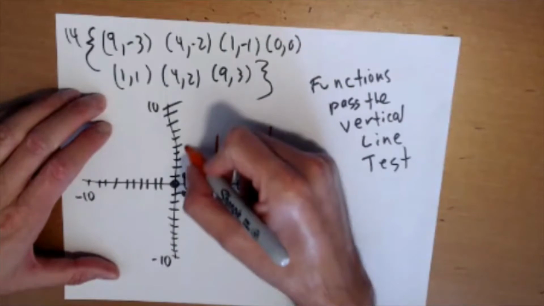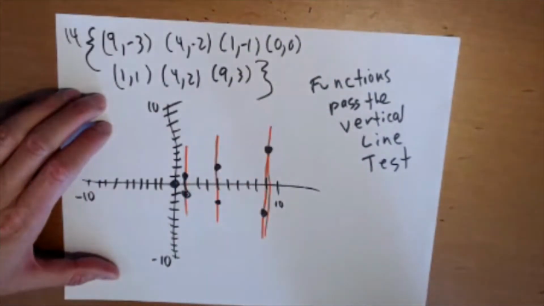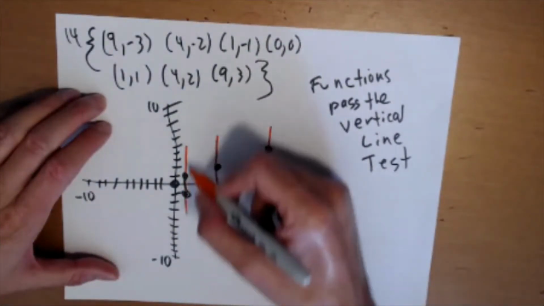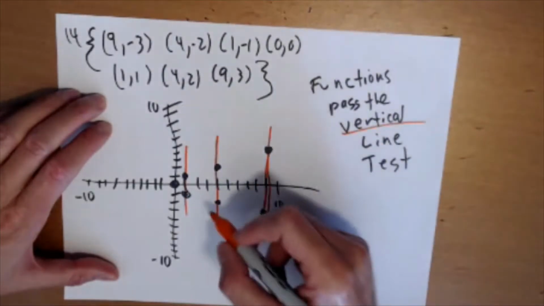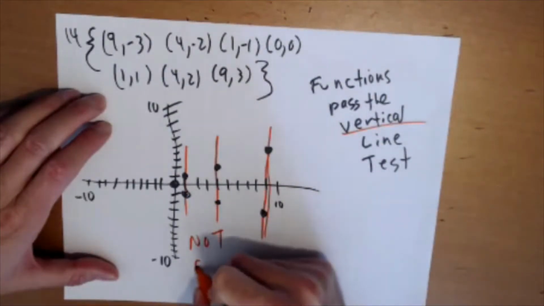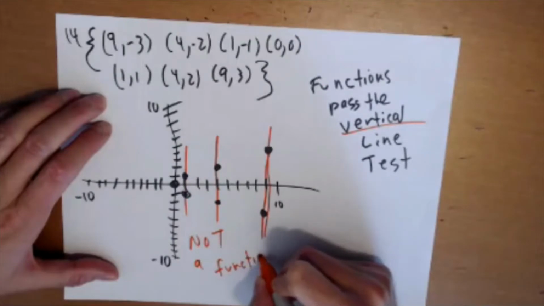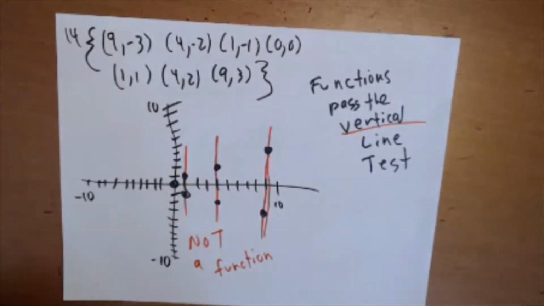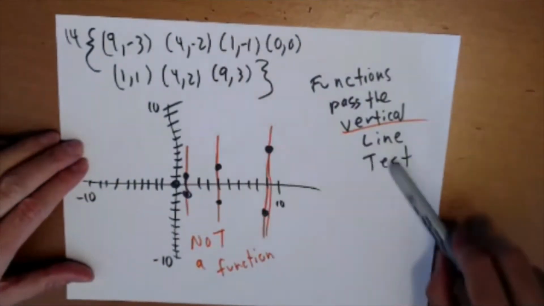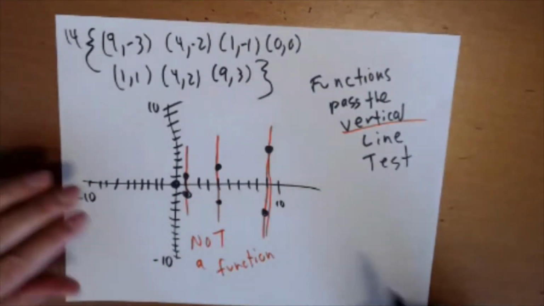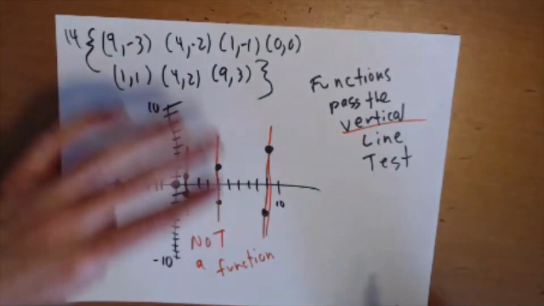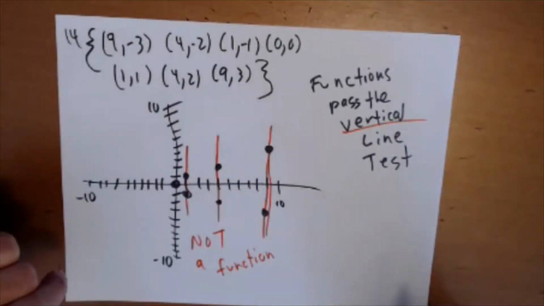There I hit 2 points. It only needed to happen once. So since I can draw a vertical line and hit 2 points, not a function. So that's the vertical line test. So in order to be a function, you must pass the vertical line test. So it's kind of a weird definition. If you can't hit 2 points with a line, then it would be a function.